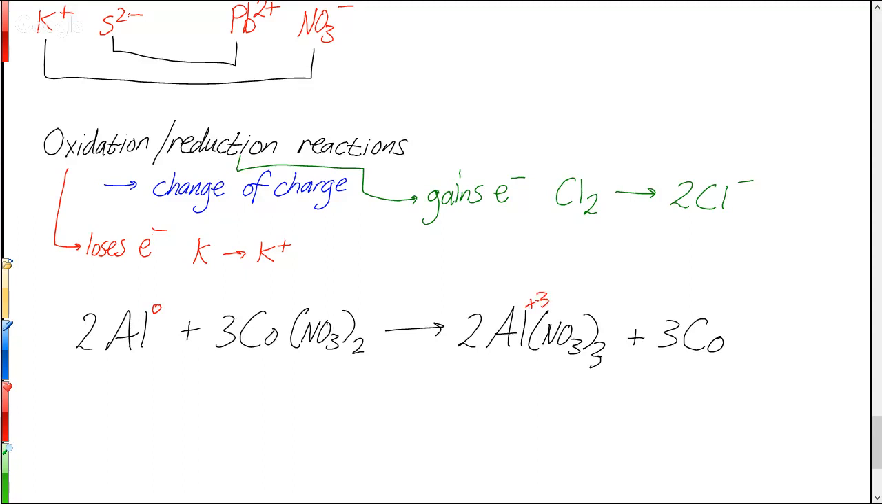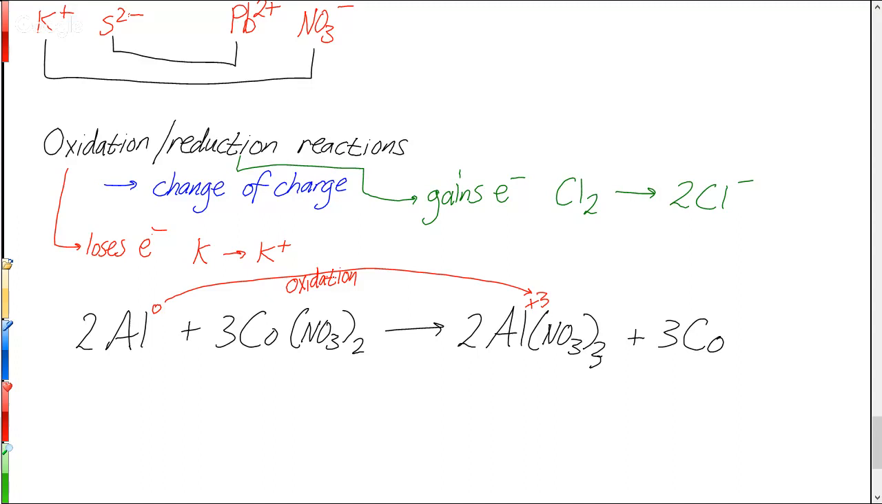We can also figure that out by the fact that there's 3 nitrates with it. Nitrate is -1. So it's got to be +3 to balance that. So in this reaction, aluminum has gone from 0 to +3. Does that mean that it has lost electrons or gained electrons? Lost, right? Because it went from neutral to positive. Electrons are negative. So if it loses electrons, it's gone positive. And that's what we call oxidation. It lost electrons.